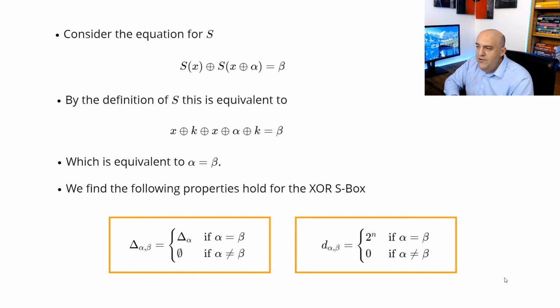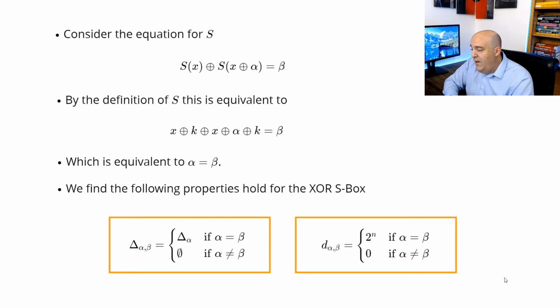Well, let's consider that equation, S of x plus alpha equals beta. And if we use the definition of S on that, we get x plus k plus x plus alpha plus k equals beta. We know x plus x is 0 and k plus k is 0. So this equation is equivalent to alpha equals beta. And right away, we understand the difference sets. Delta alpha beta is just going to be delta alpha when alpha equals beta and empty otherwise. And that means the corresponding cardinalities, d alpha beta, are either 2 to the n or 0. It's 2 to the n when alpha is equal to beta and 0 otherwise. And those are the entries of the table of the DDT of this S-box.